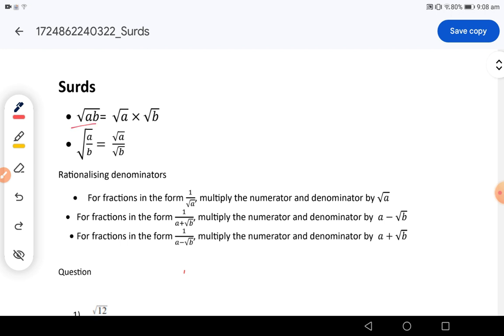Root AB can write root A multiply root B. A by B whole root can write root A by root B. For rationalize denominator, suppose if you having a 1 by root 2, so those kind of the questions we have to multiply by denominator and divide by the denominator number. So that means we'll get the root 2 by 2.